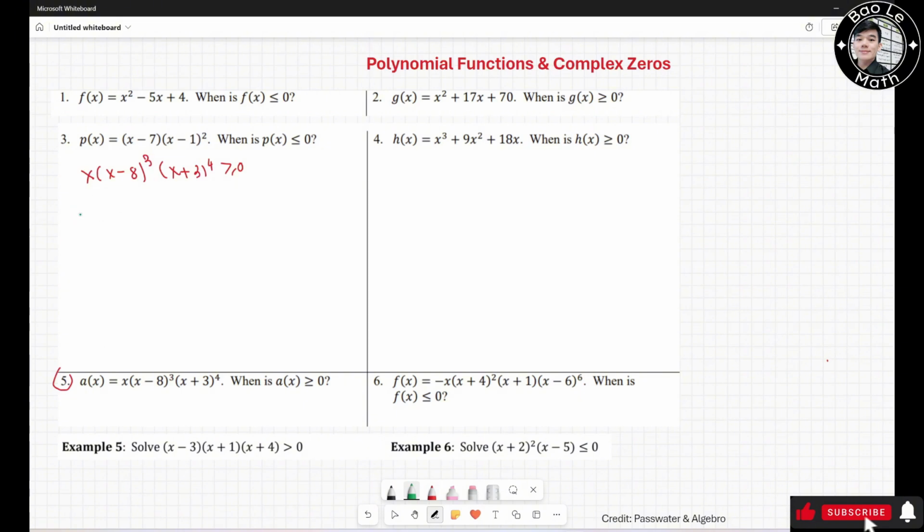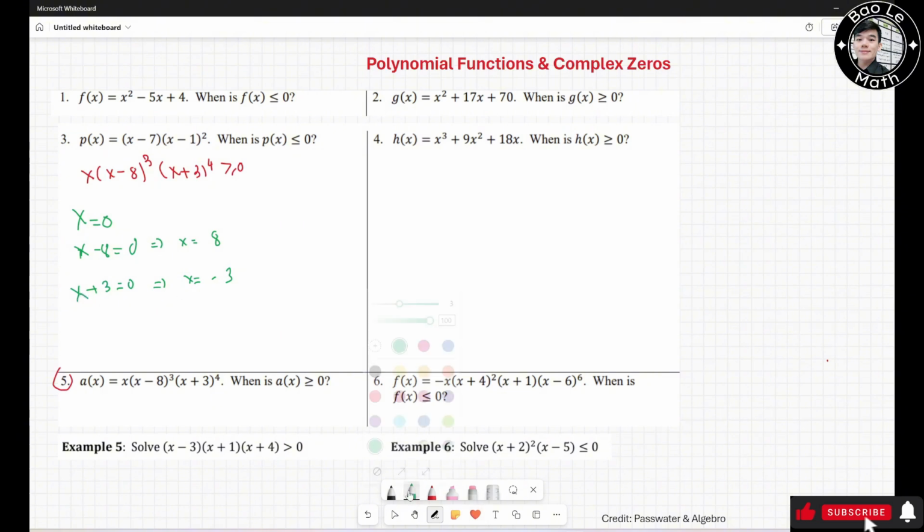So I need to find the first zero. The first one: s equal to 0. This one, s minus 8 equal to 0. I need to solve for s, so s equal to 8. The third one, s plus 3 equal to 0. So then s equal to negative 3, right?